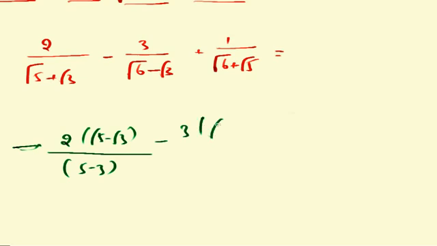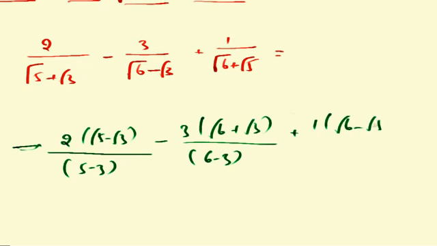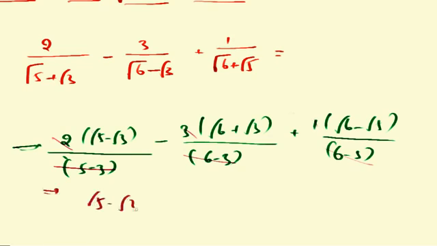This is nothing but root 3 into root 6 plus root 3, it will become 6 minus 3. And what will happen here? This is 1 into root 6 minus root 5. This is nothing but 6 minus 5. 5 minus 3 is nothing but 2. Then this 2 and this 2 will go off. 6 minus 3 is nothing but 3. This 3 will go off. 6 minus 5 is nothing but 1. The 1 will go off. So it will become root 5 minus root 3.